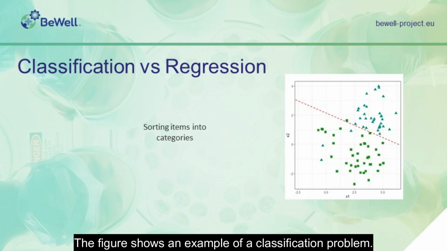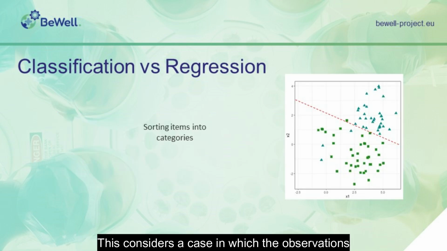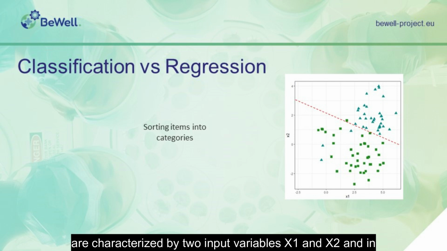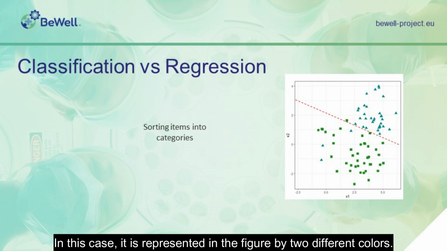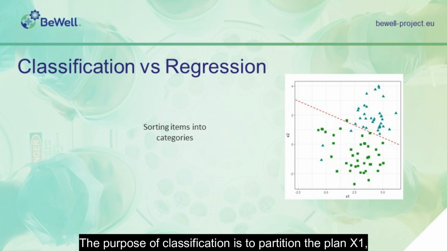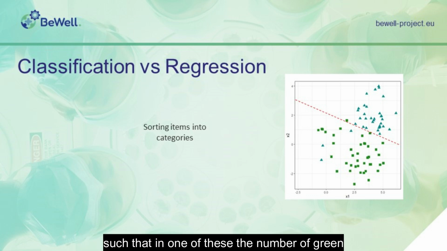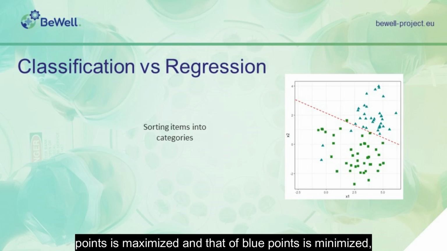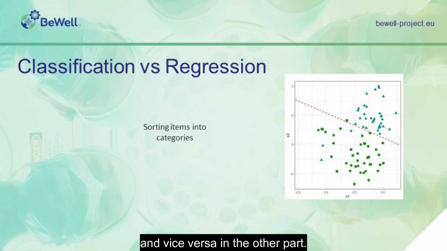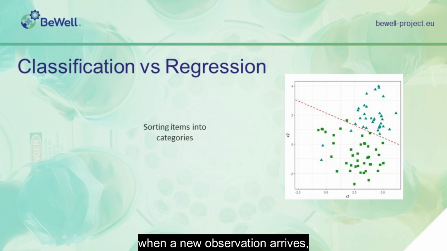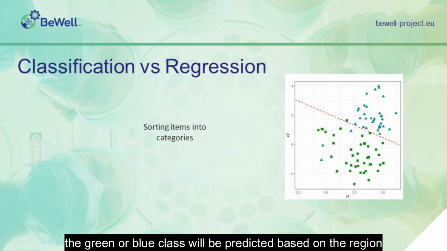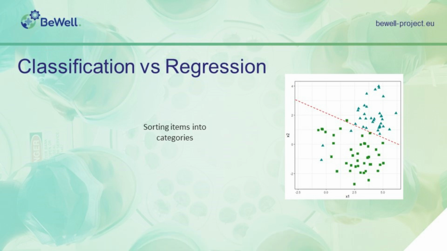The figure shows an example of a classification problem. This considers a case in which the observations are characterized by two input variables x1 and x2 and in which the goal is to predict a binary label. In this case, it is represented in the figure by two different colors. The purpose of classification is to partition the plane x1, x2 into two regions, such that in one of these the number of green points is maximized and that of blue points is minimized and vice versa in the other part. In this way, each region is associated with the most present label and, when a new observation arrives, the green or blue class will be predicted based on the region where the point is located.